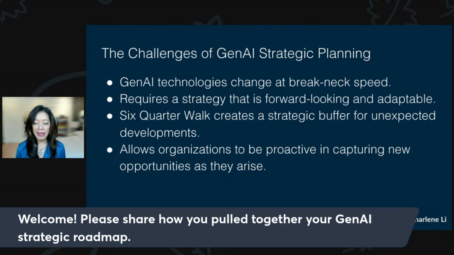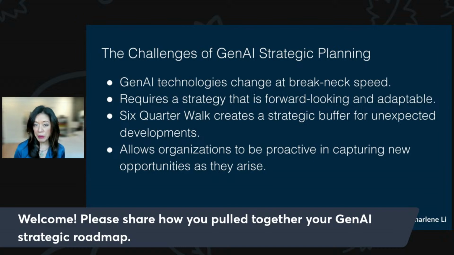And so I call it the 6 quarter walk. It's an 18-month plan. What this does is create a strategic buffer. It is a buffer for all these unexpected developments that may happen. Those unexpected developments could be, again, technology changes. It could be moves on the competitor's part. And it could be even the way that your organization is adapting and changing. Is it going to go as fast as you're anticipating? Is it going to go slower? Could it surprise you and actually go faster than you could have ever imagined?